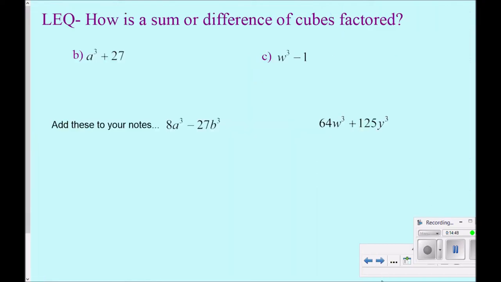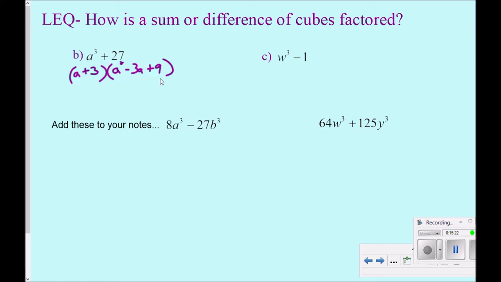Next, B and C. I skipped A for a moment. Let's look at B and C. B and C are also sum and difference of cubes. So same idea, there's no GCF, binomial and a trinomial. Cube root of a cubed is a, cube root of 27 is 3. Sum, plus, minus, plus. Square a to get a squared, square 3 to get 9, multiply 3 times a to get 3a, and it's a minus because that was a sum.